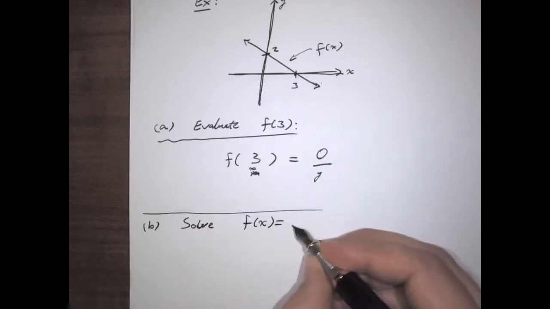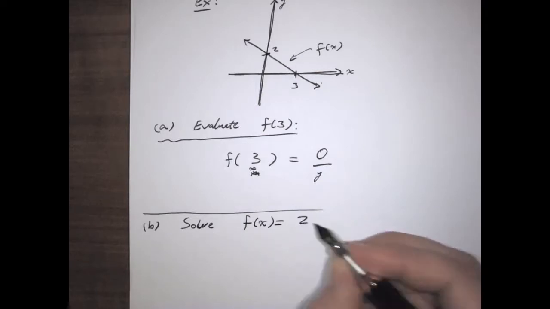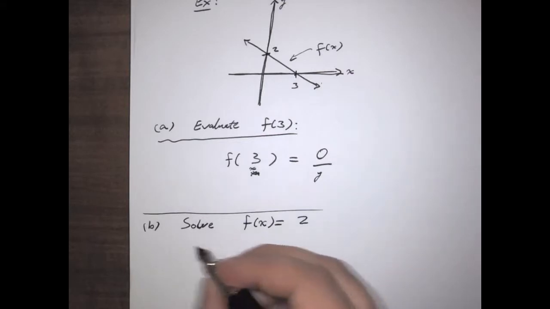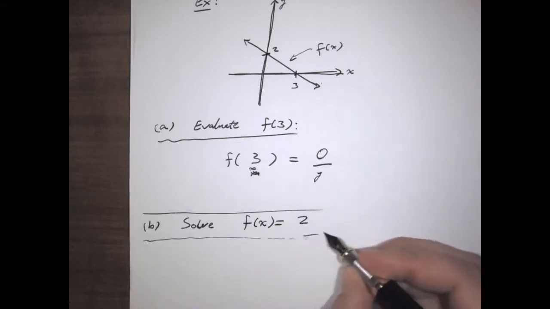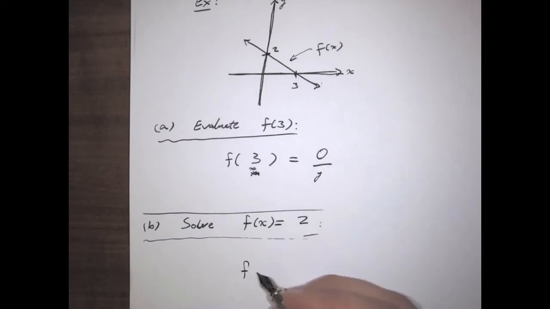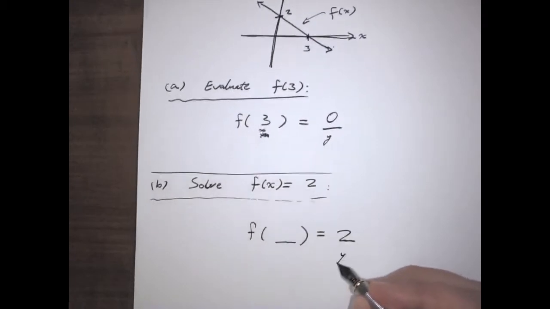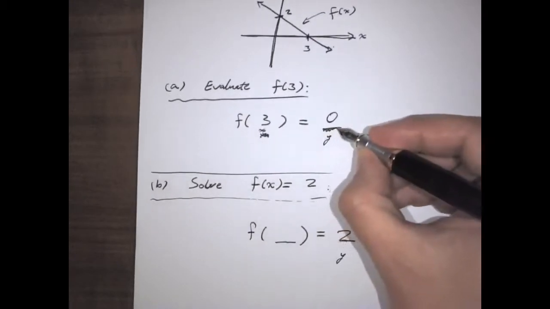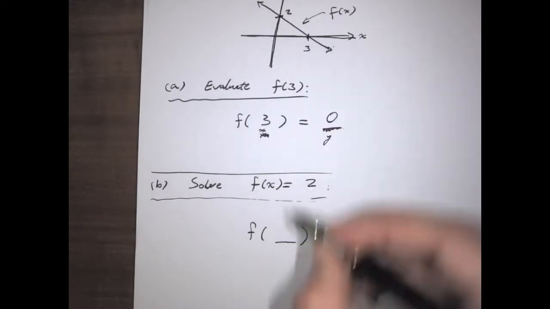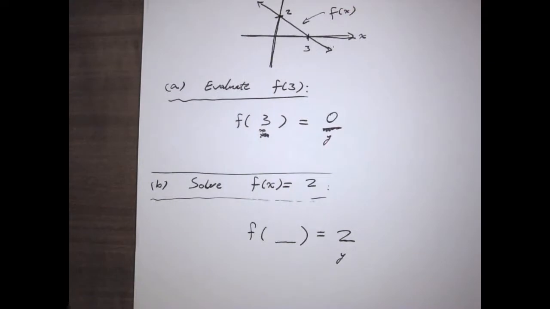f of x equals 2. Now here, this is asking us to find the x value that'll make this work. So the 2 is the y, and it's up to us to find the corresponding x. Well, looking at the graph, when y equals 2, that means x has to equal 0. So x equals 0.